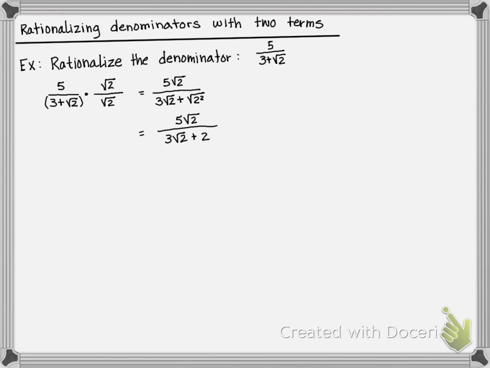Did I rationalize the denominator? I didn't, right? Because even though this term became rational, I had to distribute that square root of 2 to both terms, so the term that was already rational is now irrational. Any other ideas?